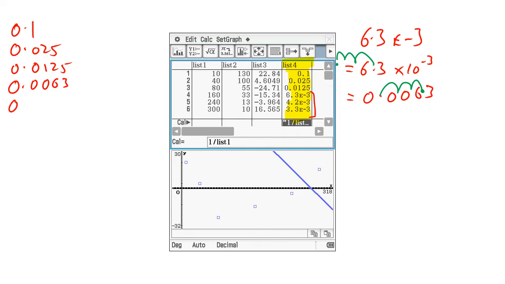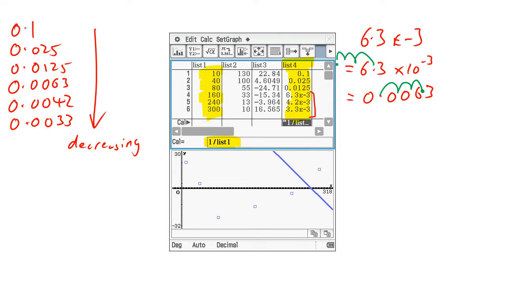0.0063, 0.0042 and 0.0033. And now it's making sense. We can definitely see there's a pattern of decreasing, and every single one of them is going down. Now, another thing to note right here is that, remember, this is the reciprocal of list 1, and if we look at the list 1 values here, they're not going down, they're going up, and this happens a lot.